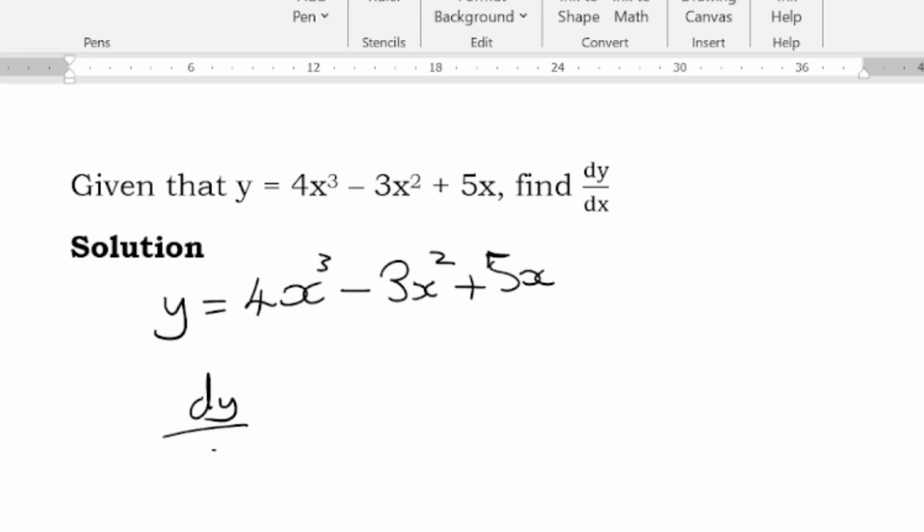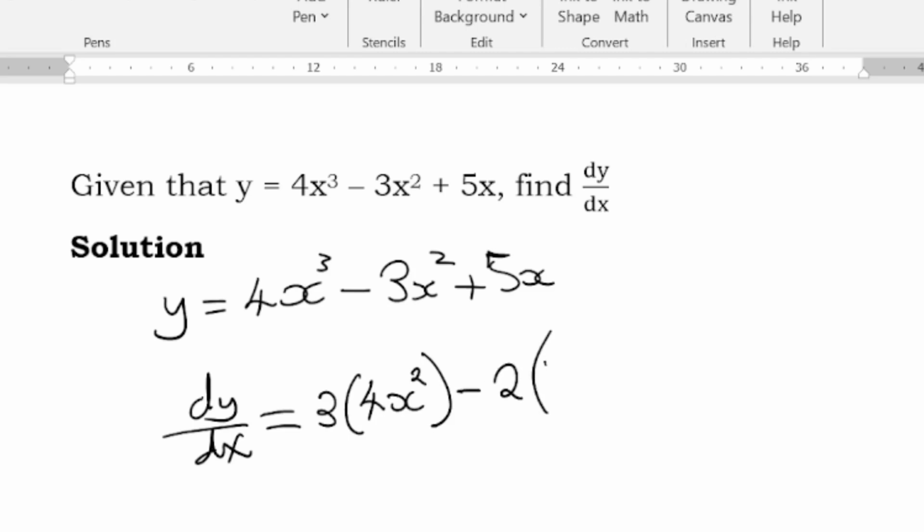So dy/dx is equal to: we multiply 3 times 4x, then we subtract 1 from the power, then minus 2 times 3x, we subtract 1 from the power, then plus 1, because remember that this is to the power 1, multiplied by 5, x to the power what? 0. Let me write it like that just for some people.